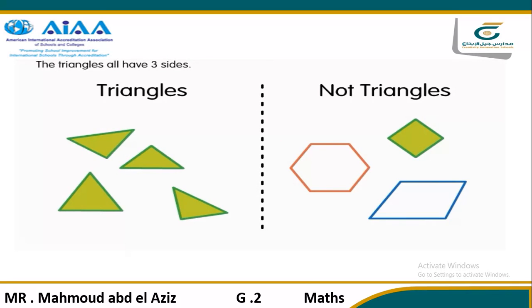The triangles all have 3 sides. The triangles all have 3 vertices. The triangles all have 3 angles. Why is the red shape not a triangle? The red shape has 6 sides. Triangles have exactly 3 sides.